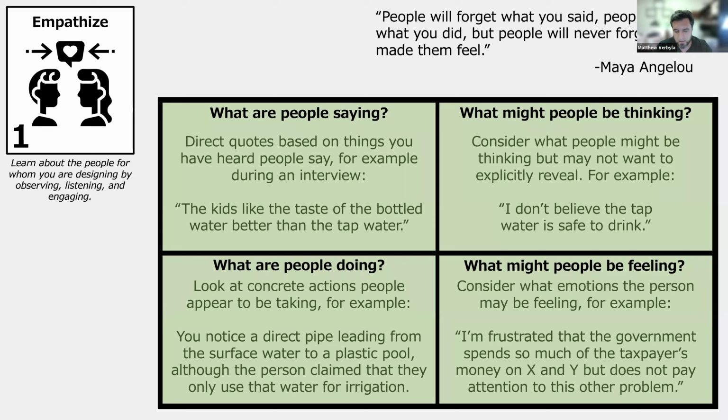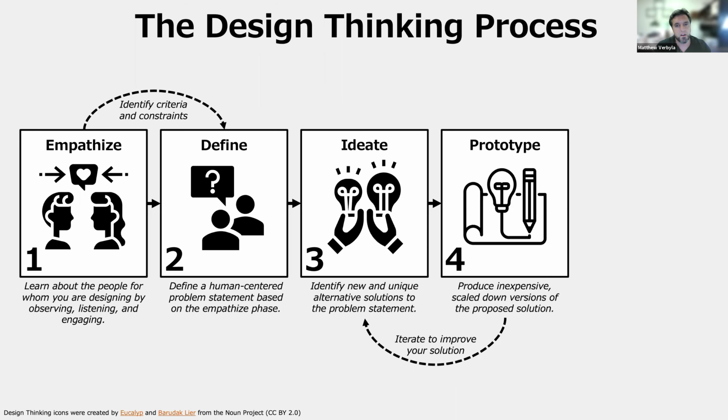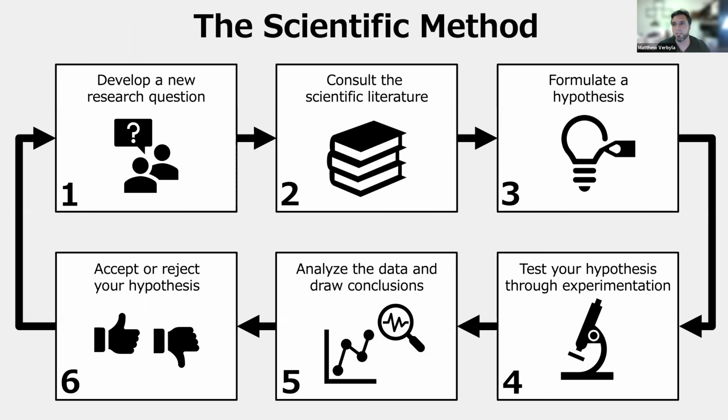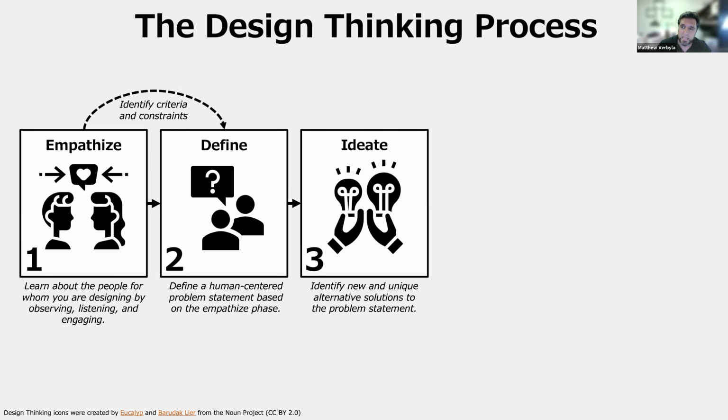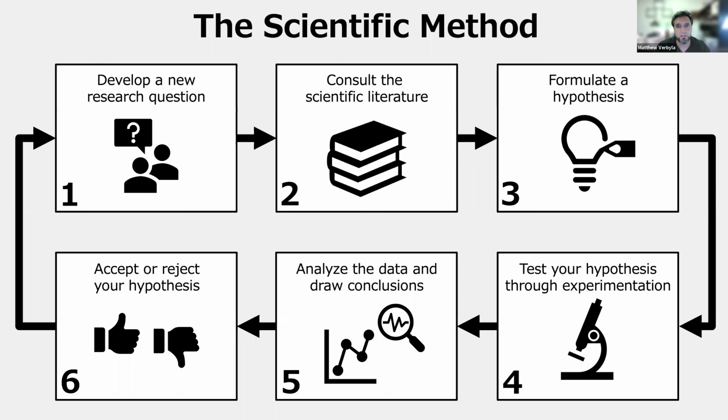So let's first, before we get into step 1, let's talk about how this is different and how this is similar to the scientific method. Developing a new research question is similar to defining a problem statement. Ideating, or coming up with alternative solutions to a problem, is fairly similar to formulating a hypothesis. Thinking about what might be the answer to the question or the solution to the problem.